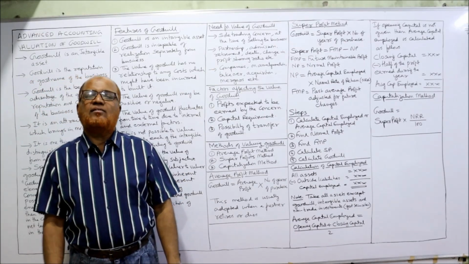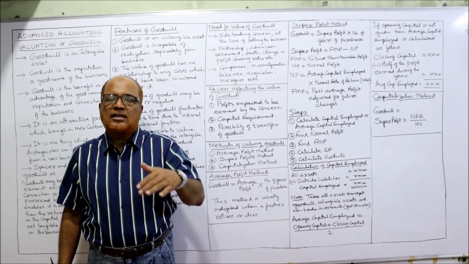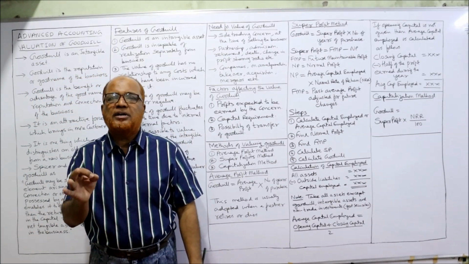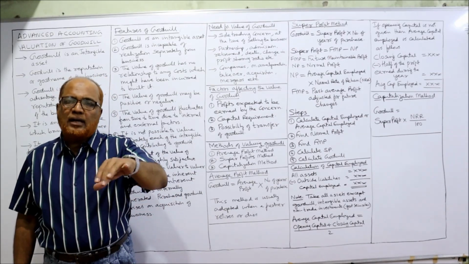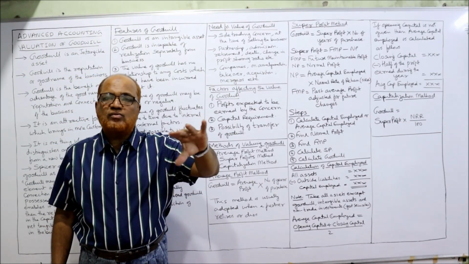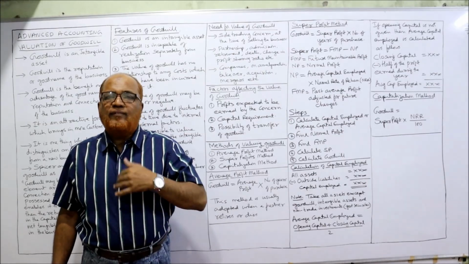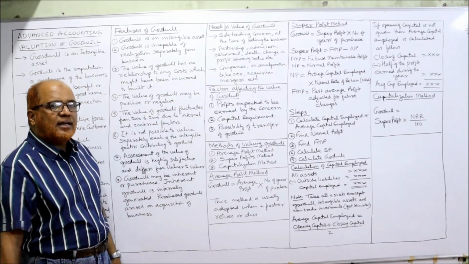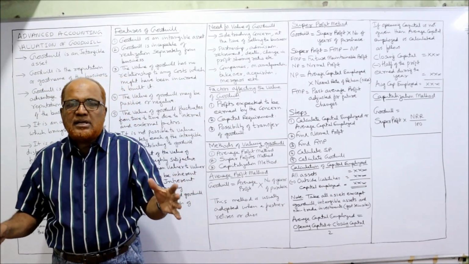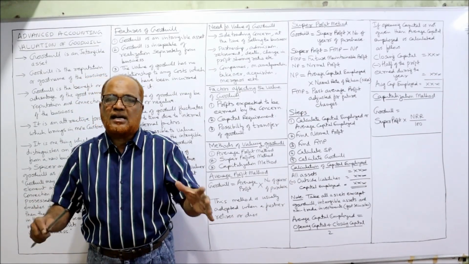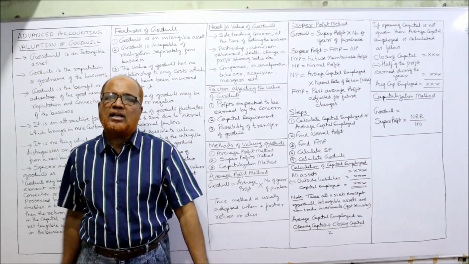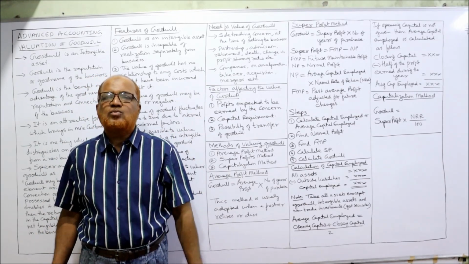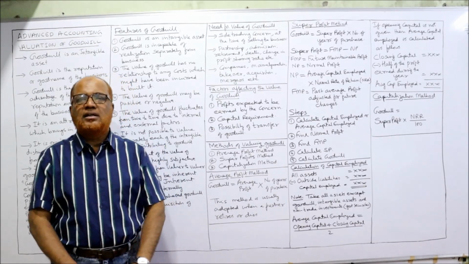Now, factors affecting the value of goodwill. How to calculate the value of goodwill? Normally, three factors must be considered. First, profits expected to be earned in future. That means goodwill depends on profit. If we expect high profits, goodwill will be more. If we expect low profit, goodwill will be less. So goodwill depends on the profit. Second, capital requirement. How much is the capital employed in the business? That is the second factor. Third factor, possibility of transfer of goodwill. What is the possibility that the goodwill will be transferred? These are the factors which must be considered in order to calculate the value of goodwill.